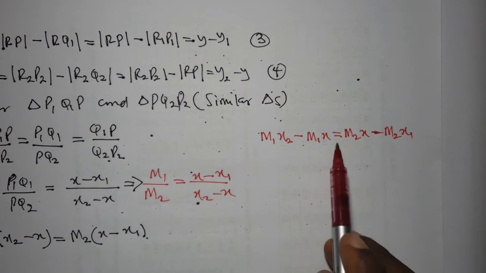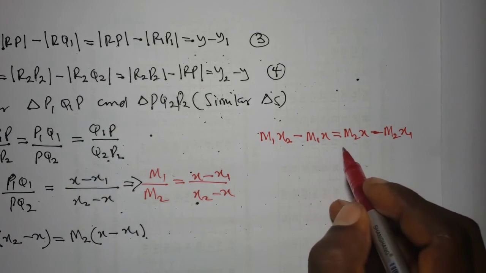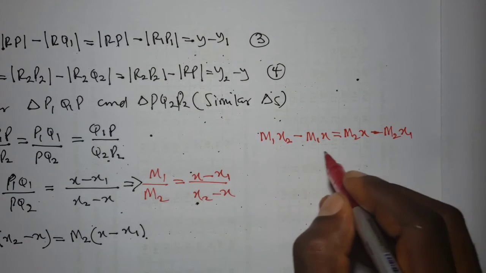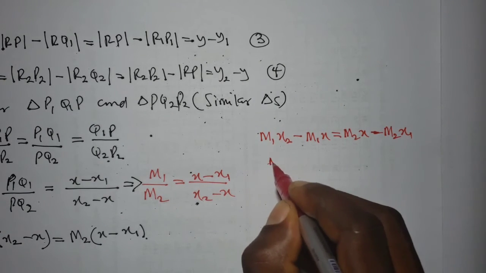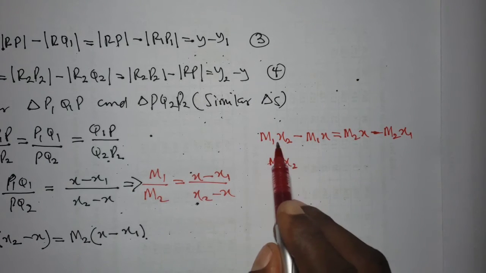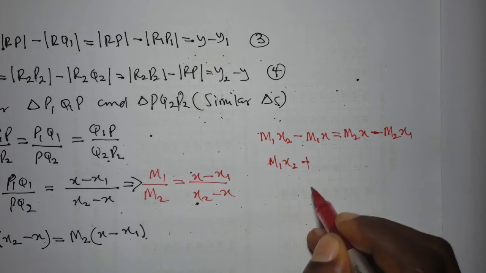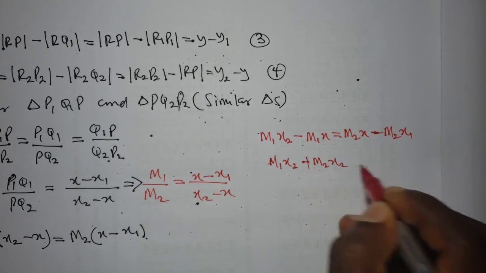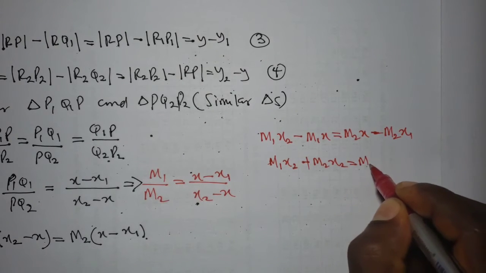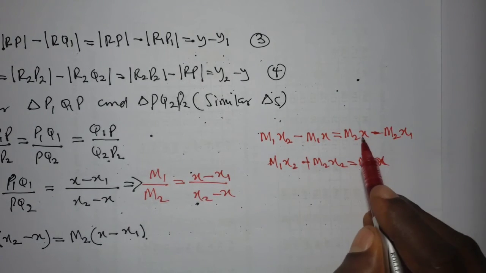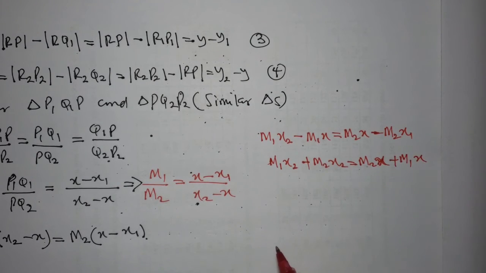We now take like terms. We want to bring the x together. So there's x here, there's x here. So we now say, okay, that gives us M1 x2 plus M2 x2. We'll take this one to the left hand side, is equal to M2 x and then plus M1 of x.